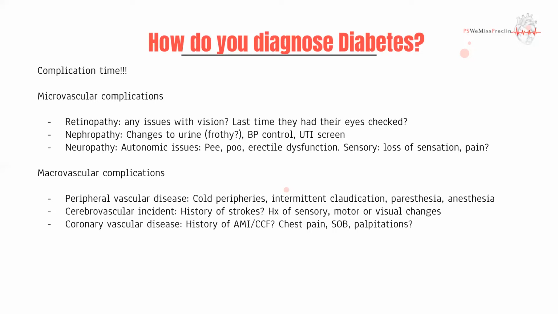With coronary vascular disease, you want to ask about a history of AMI or CCF, congestive cardiac failure. The reason you ask for CCF is because a lot of patients who have AMI and have coronary vascular disease tend to end up developing CCF, so it's important to screen for. So chest pain, shortness of breath, palpitations, and then with CCF specifically, we've again talked about it earlier, but break it down into your left versus right, if that's easier to think about. So ascites, swelling of the lower limbs, breathlessness, and all that.